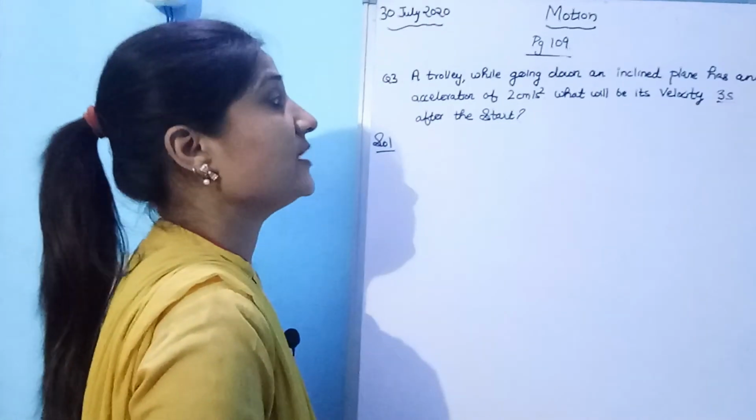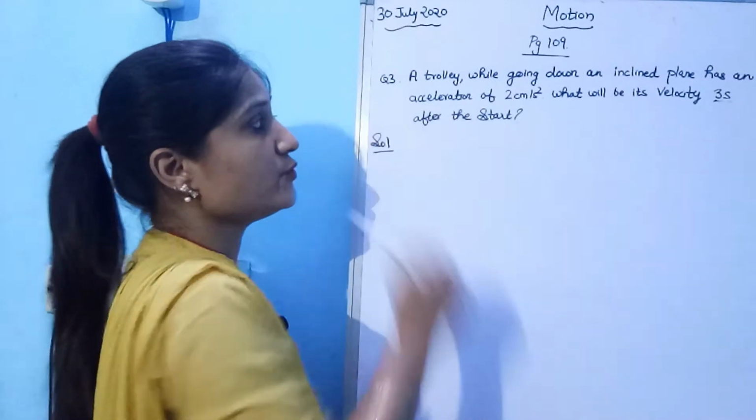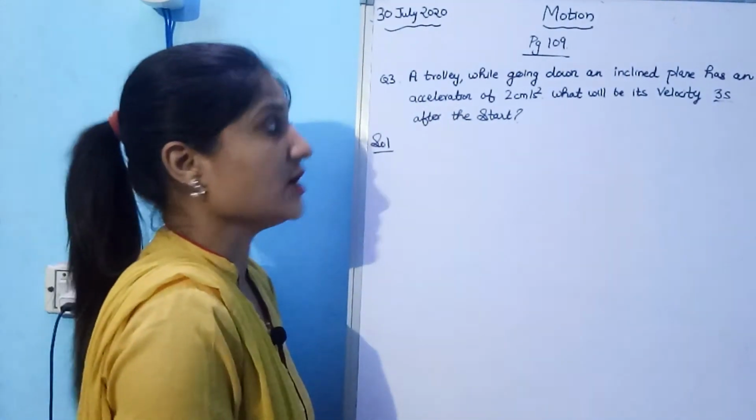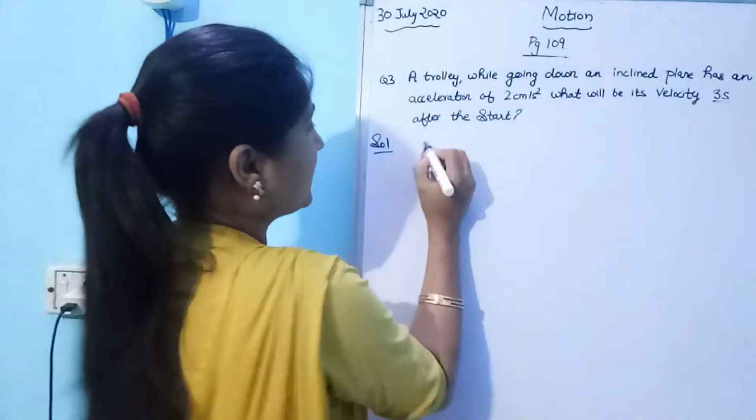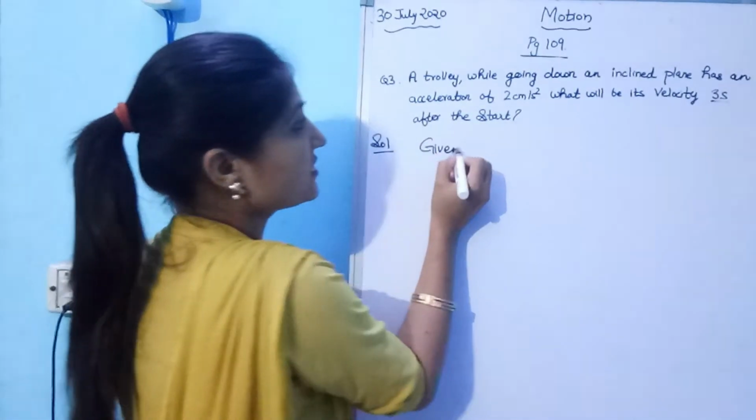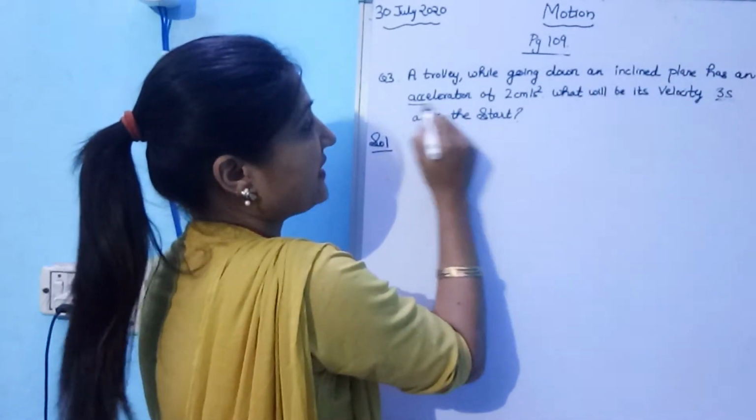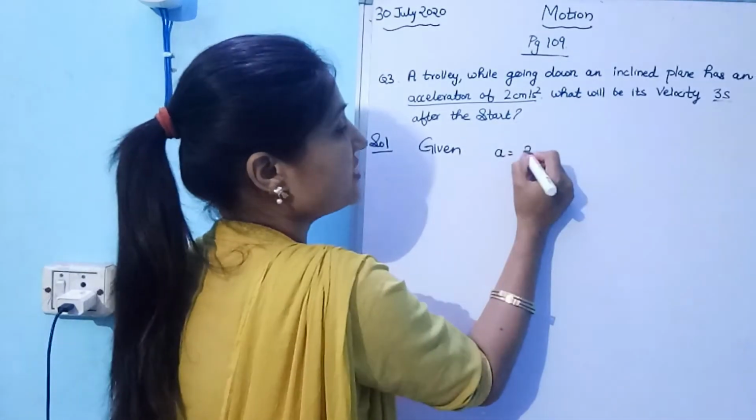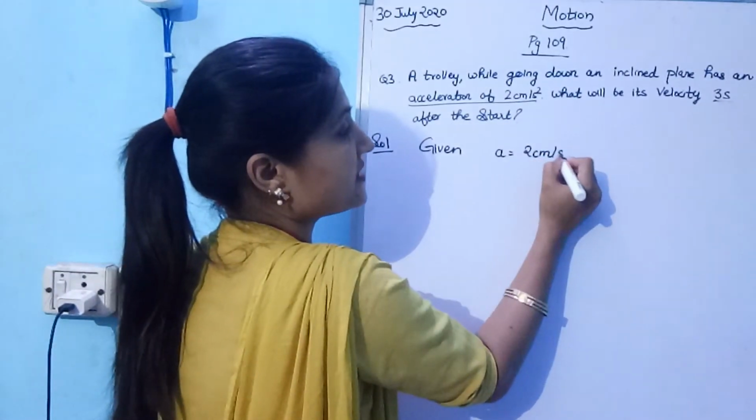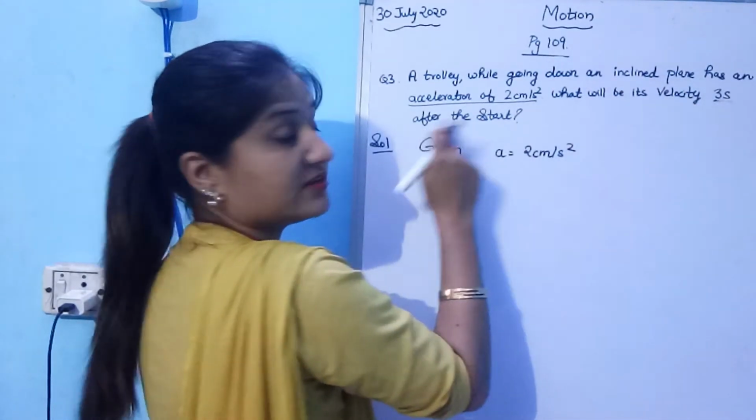Now question number 3. A trolley while going down an inclined plane has an acceleration of 2 cm per second square. What will be its velocity 3 seconds after its start? Now what is given to us? A trolley while going down an inclined plane has an acceleration of 2 cm per second square. That means acceleration is 2 cm per second square. What will be its velocity 3 seconds after its start?